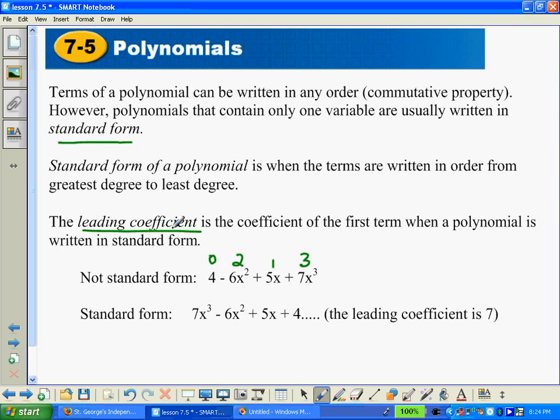So here I have some examples. Let's go through and write these polynomials in standard form. Let's identify the leading coefficient and the degree of the polynomial. In this first problem, you've got to look at each term and look at the exponents of the variables.